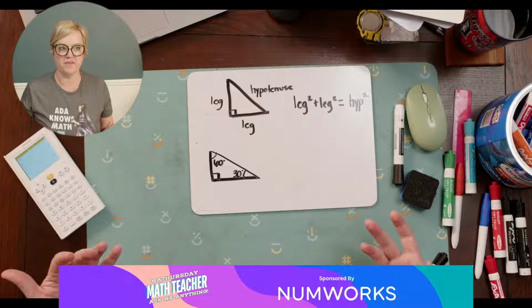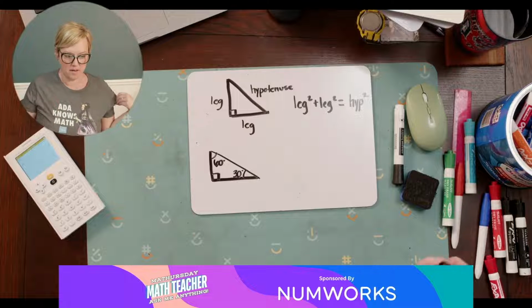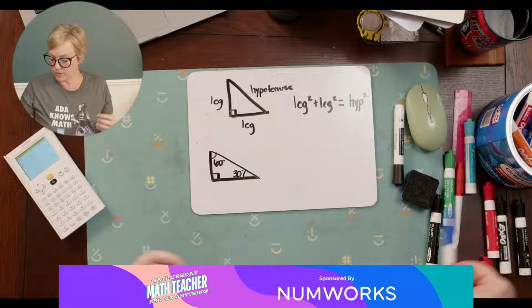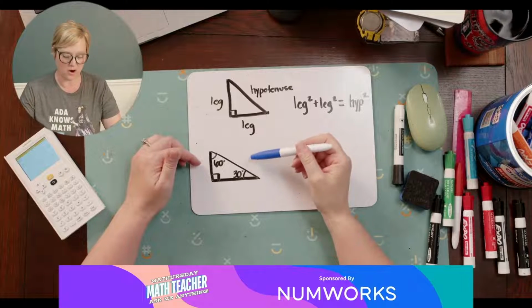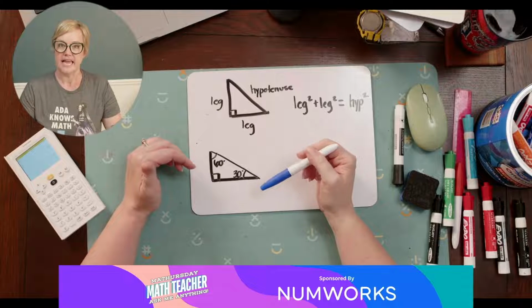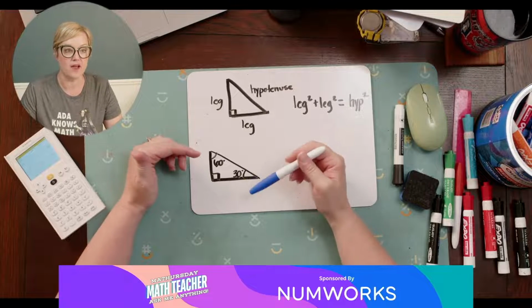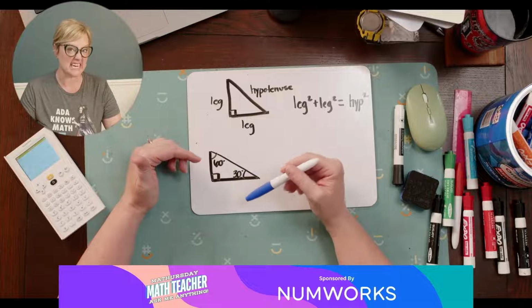Now beyond just fitting in with the Pythagorean theorem, it's got another relationship. It's got a special relationship with the side lengths where you could actually recognize that not only is it a right triangle, but it is also a 30, 60, 90 triangle.